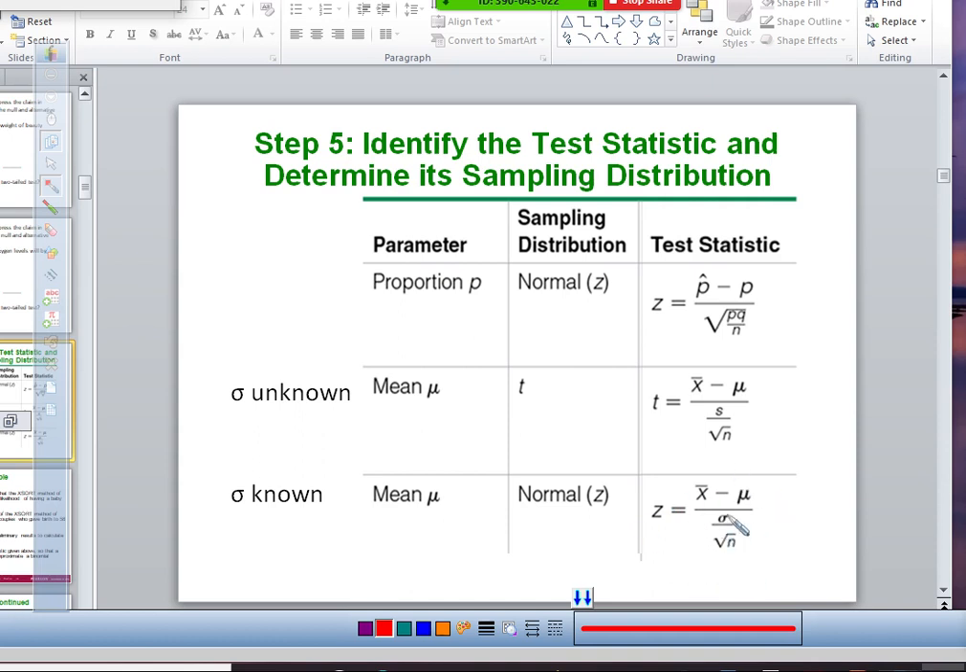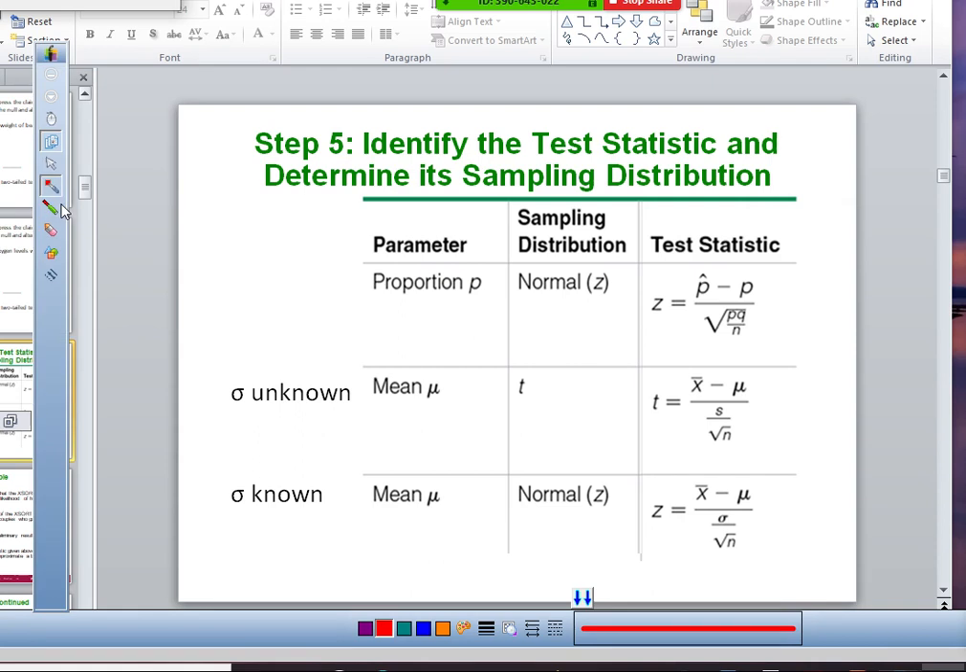Because remember, if you take a sample and talk about the mean of a sample, then your standard deviation is no longer regular sigma. It's now sigma over square root of n. It's become smaller, right? Because you get these things canceling out.